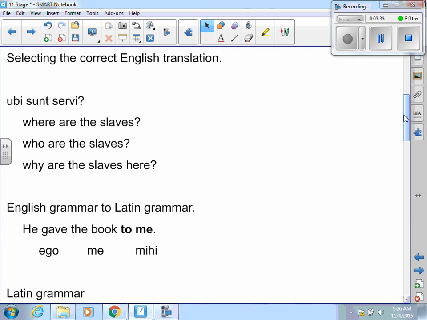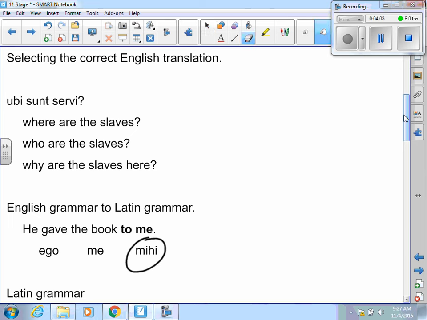English grammar to Latin grammar. He gave the book to me. I need to decide what case to me would be in. Ego is nominative. To me is not the subject, so I'm not going to use ego. Me is accusative. He gave the book. The book is going to be the accusative, so me is not going to be accusative. He gave the book to me as an indirect object. To me, indirect object equals the dative, mihi.